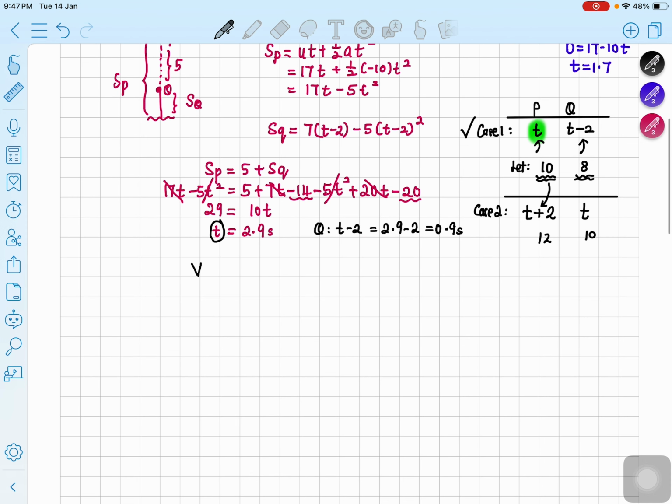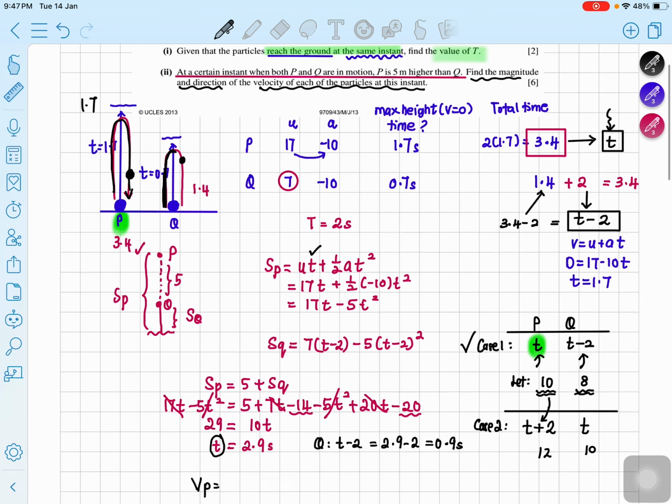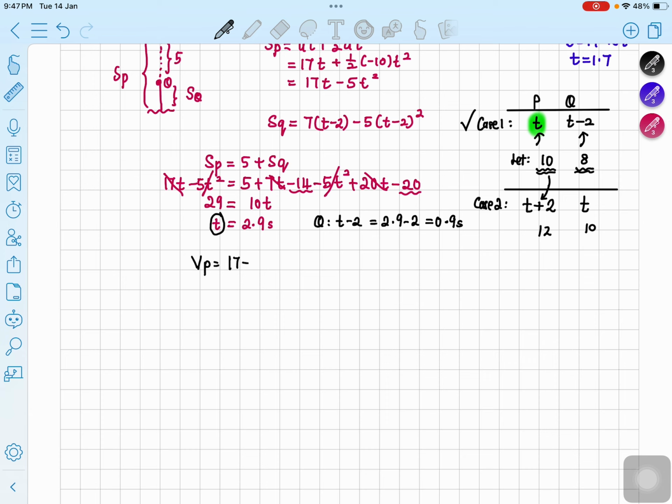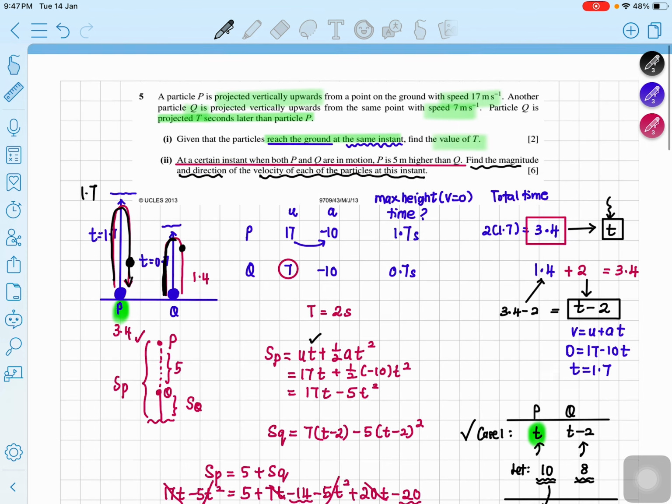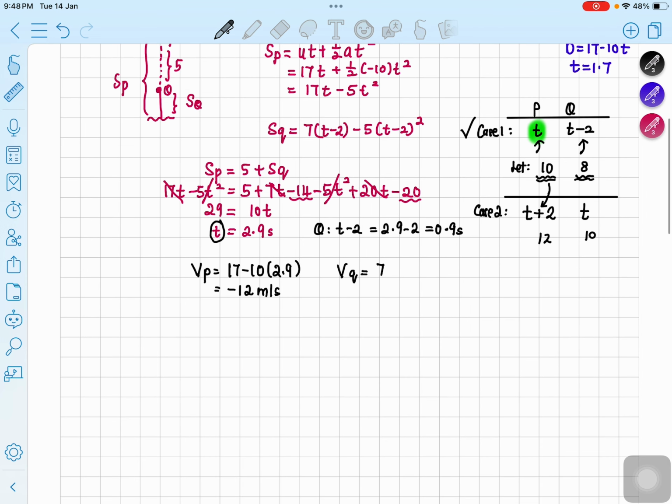So let's find the v of my P. Why do I have to do this? Because the question is asking me to find the magnitude and direction of the velocity of each particle at this instant. So v of P is 17 minus 10 times 2.9, which will give you minus 12 meters per second. You write there the opposite direction. It means it is moving towards the ground. And then what is v of your Q? 7 minus 10 times 0.9. So 7 minus 9 is minus 2 meters per second.